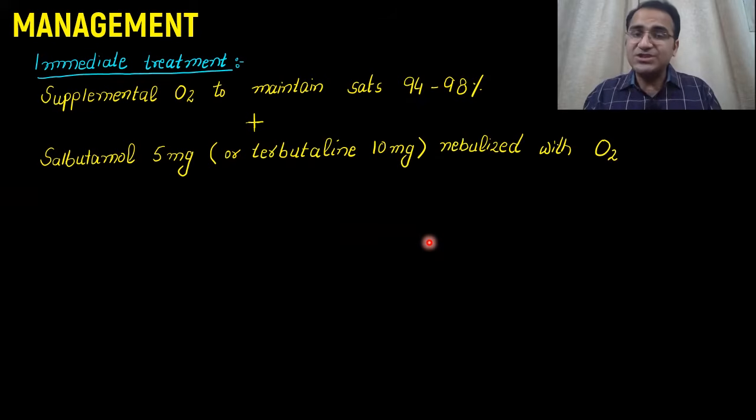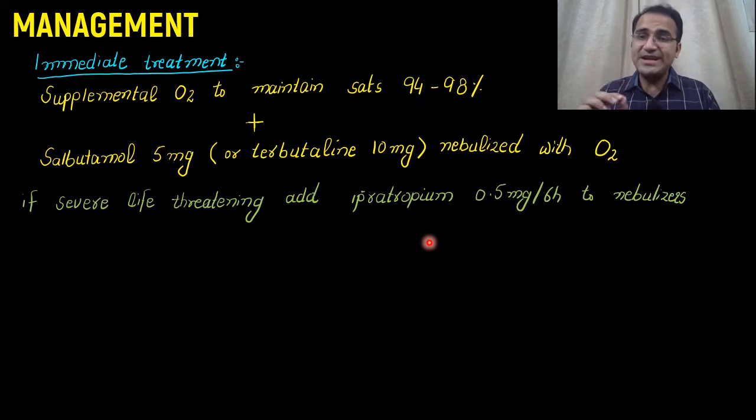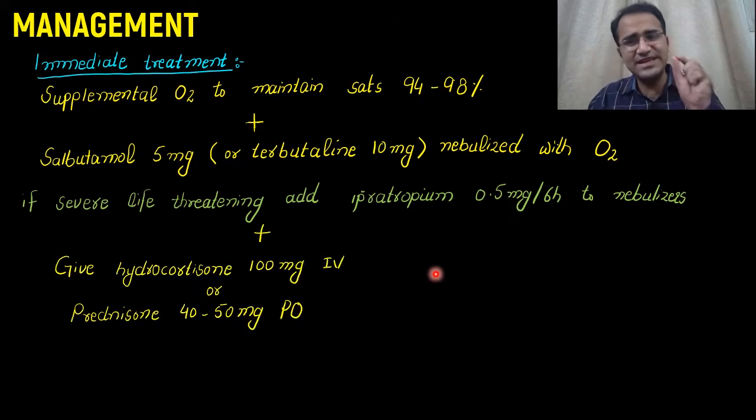After that, if the patient is having a severe life-threatening attack, you also add ipratropium bromide. Ipratropium bromide is an anticholinergic drug that causes bronchodilation with the dosage of 0.5 mg per 6 hours to the nebulizers. Asthma is an inflammatory condition resulting in inflammation of the bronchi and bronchioles.